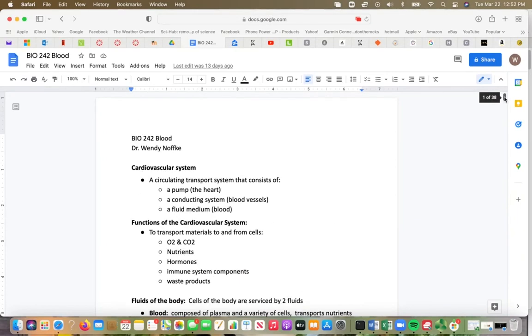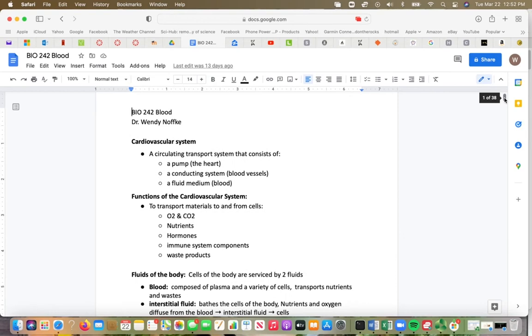So today we're going to look at the blood as part of the cardiovascular system. Your cardiovascular system is what transports things in the body. It includes the heart, which is the pump, the blood vessels, which are the conducting system, and then the blood is the fluid medium, which we're looking at today.